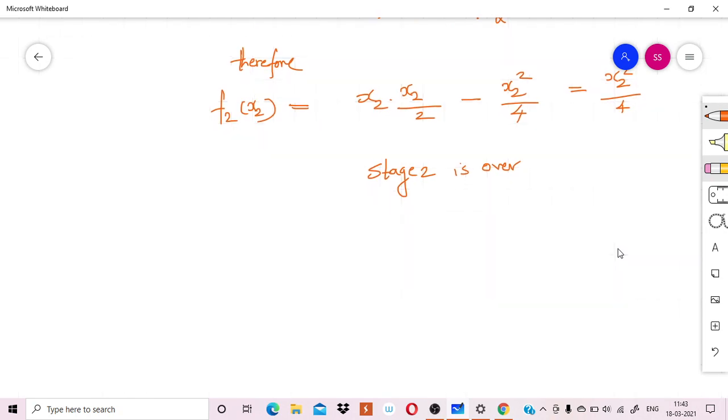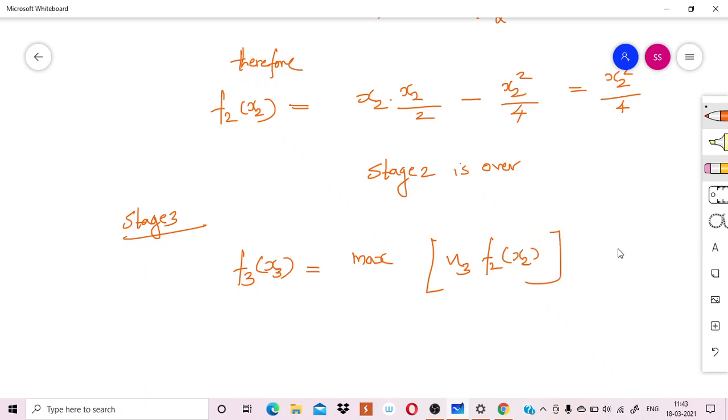Now in stage 3 we have the problem f3 of x3, another arbitrary function, and that is equal to maximize the function u3 into f2 x2, that is the previous solution. This is your optimum output in stage 2, so that is fed as the input to stage 3, into u3. So maximize, and this will be done with respect to u3.